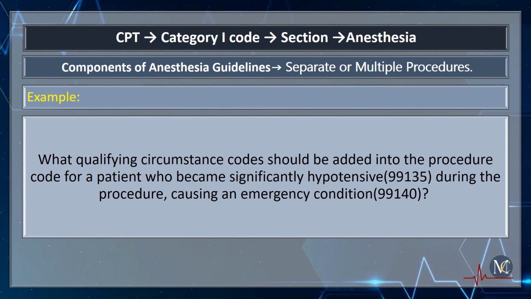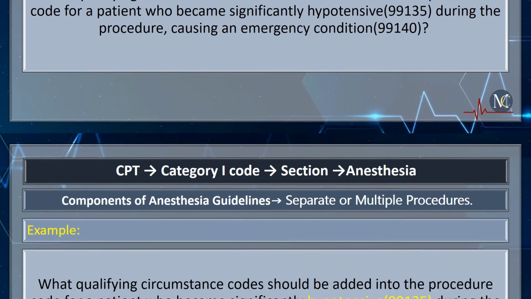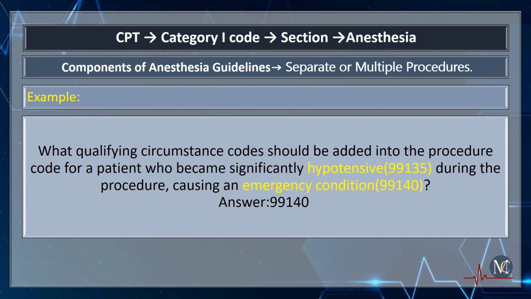What qualifying circumstances code should be added to the procedure code for a patient who became significantly hypotensive during the procedure, causing an emergency condition? In the given example, there are two qualifying circumstance codes, one for hypotension and second for an emergency condition. The qualifying circumstance code for emergency condition is more complex than the one for hypotension, and it should be added to the procedure code. So our answer is 99140.